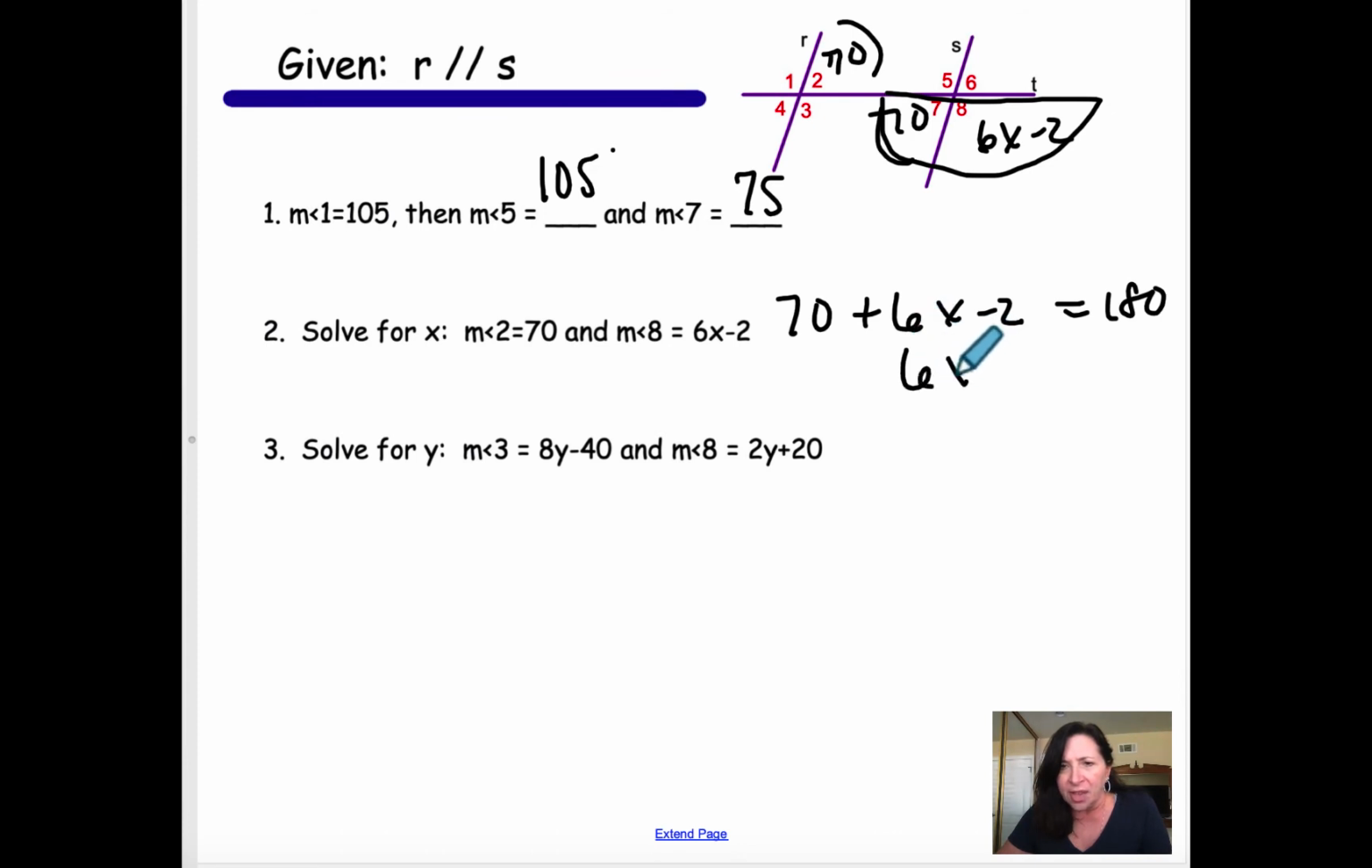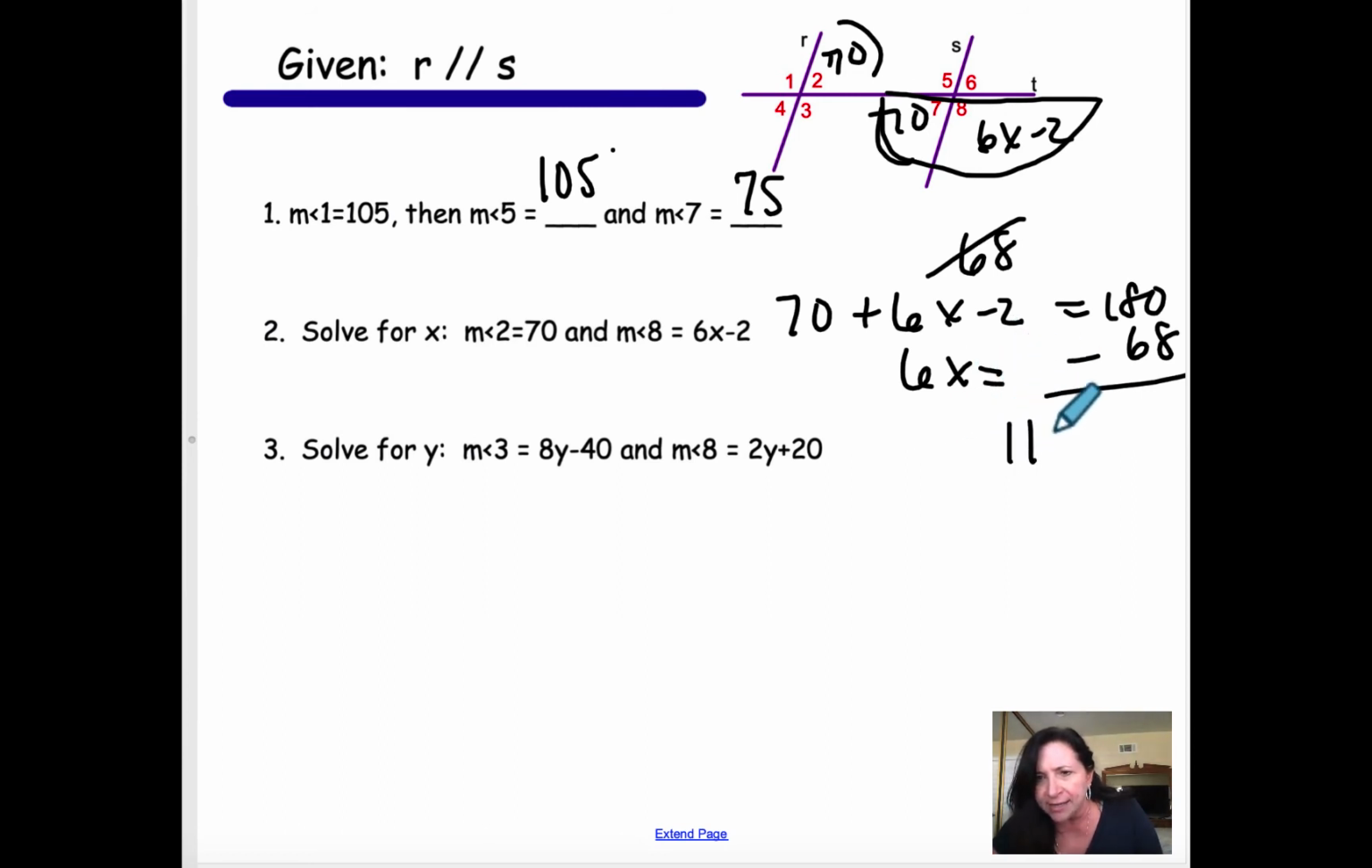And that makes 6x. So 70 minus 2 is 68, right? Subtract 68 from both sides. So 180 minus 68, what is that? Okay, I guess I could not be lazy. That's 118. So 6x equals 118. And then now I'm going to divide that by 6. Ew, that didn't come out right. Did I add that right? 70 minus 2 is 68, right? Subtract 68. Let me do that again. 180 minus 68 is 112, not 118. There we go. That's where I messed up.